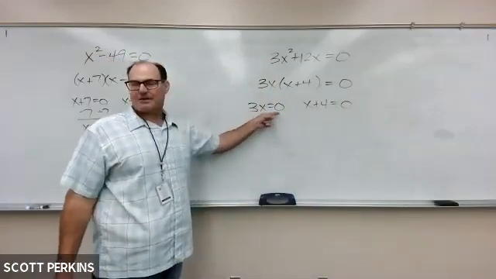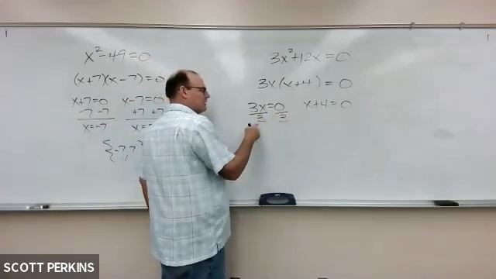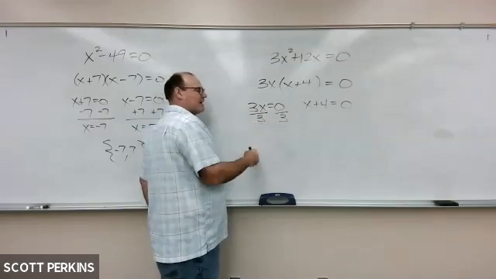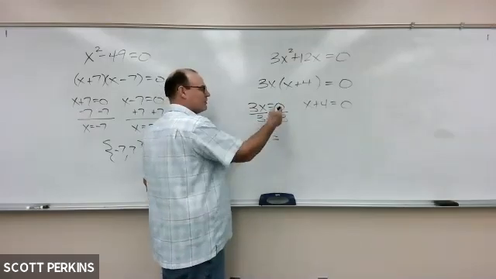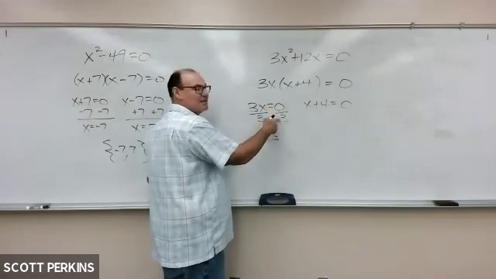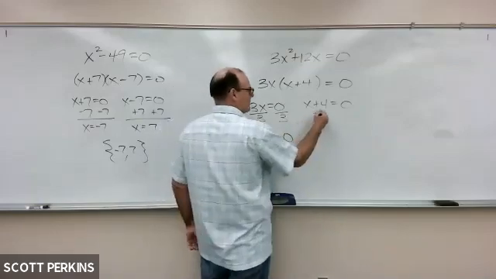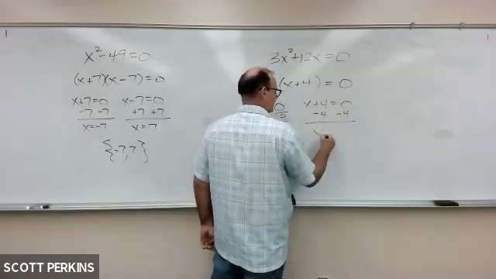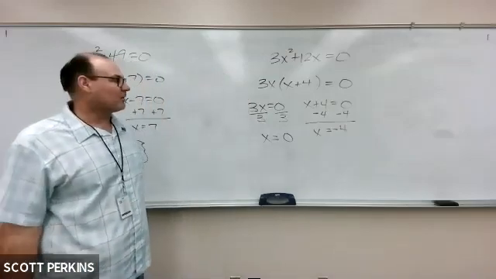Well, if I have 3 times x equals 0, the way to move the 3 is by dividing. The reverse of multiplying by 3 is dividing by 3. And in your calculator, 0 divided by 3, if you have $0 and you want to give 3 friends an equal amount, you're going to give them each 0. 0 is a legal answer, it's good. The second one's -4, and there's your 2 answers to this problem.